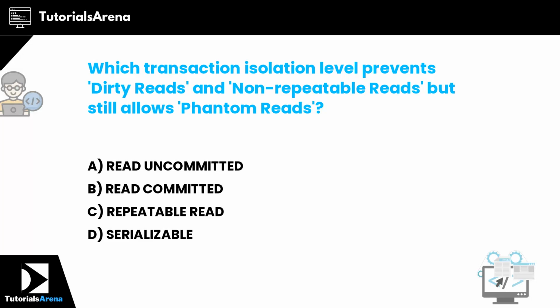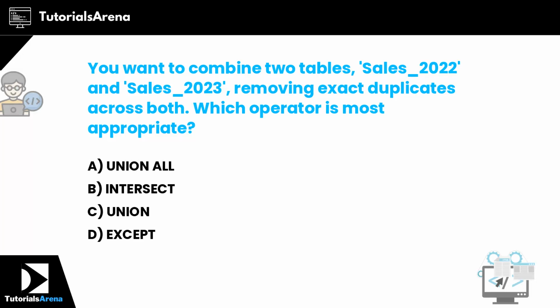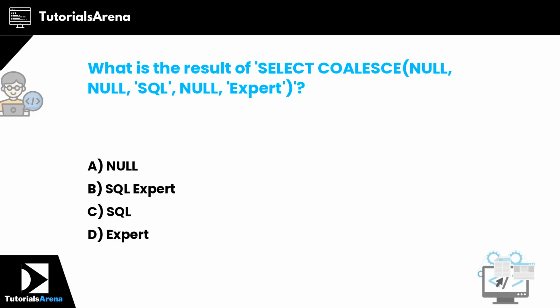Which transaction isolation level prevents dirty reads and non-repeatable reads but still allows phantom reads? Answer is C. Repeatable read. You want to combine two tables, sales_2022 and sales_2023, removing exact duplicates across both. Which operator is most appropriate? Answer is C. Union. What is the result of select coalesce(null, null, 'SQL', null, 'expert')?